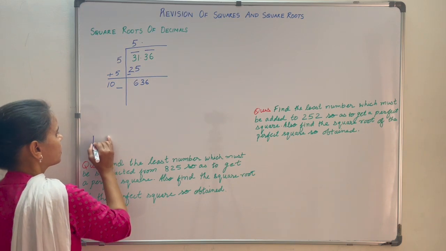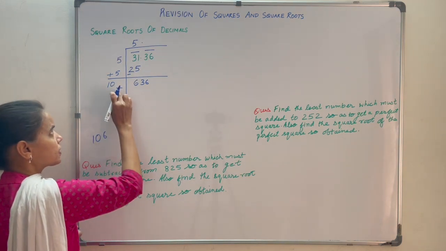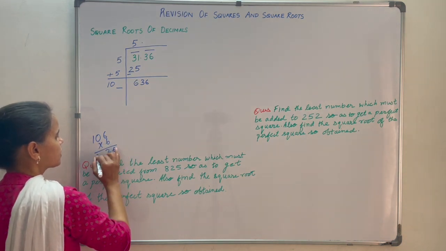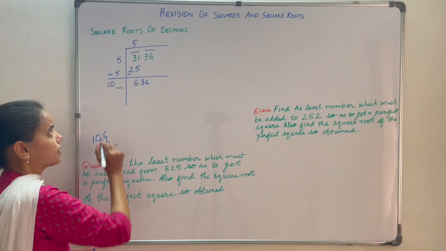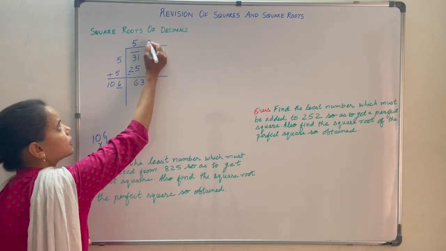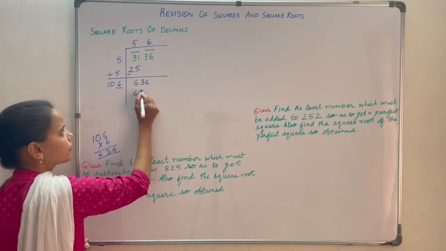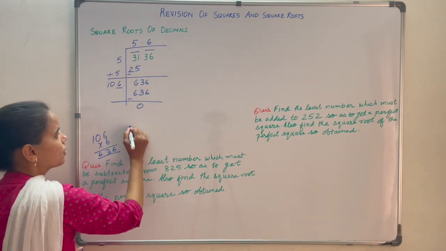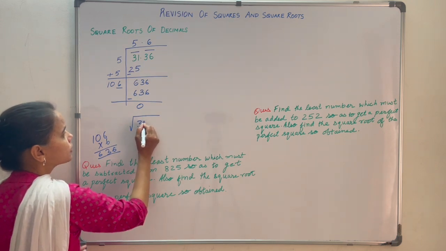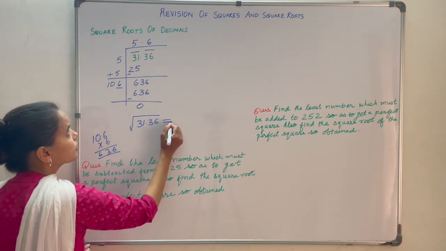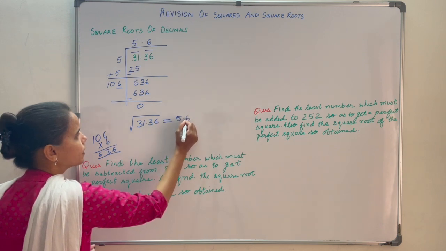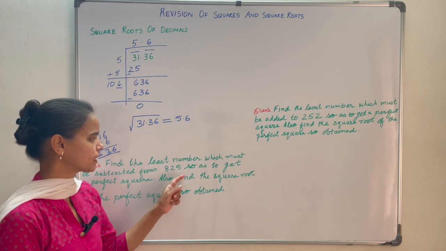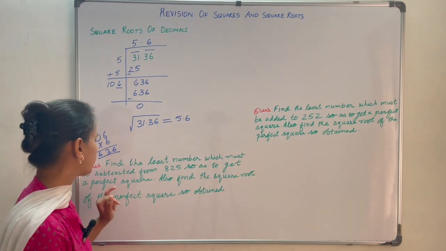So what is that number? Let us figure it out. Let us try out with 6. So here if you write 6, here also you have to write down 6. So 106 into 6 is 636. That means you can write down 6 here and 6 here. So it is 636. Now you need to subtract. So the remainder is 0. So the square root of 31.36 is equal to 5.6.